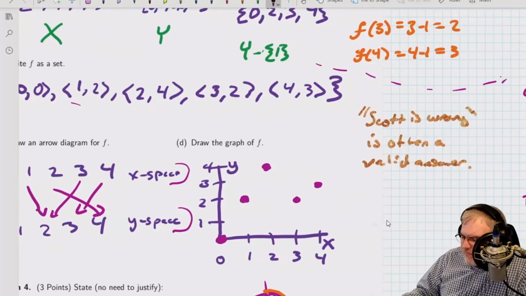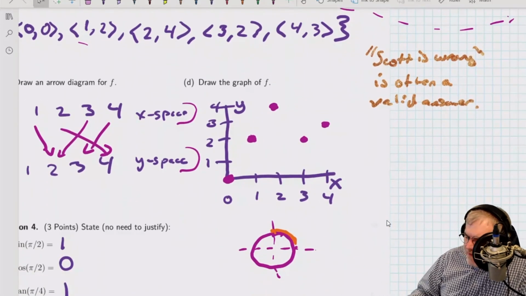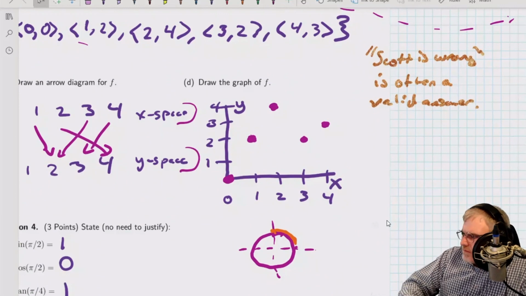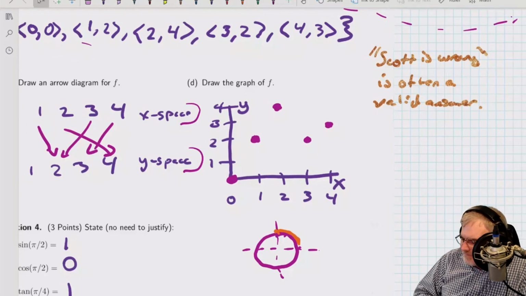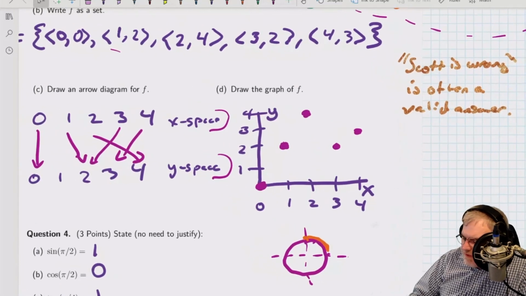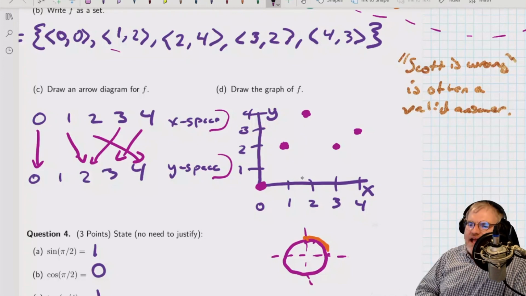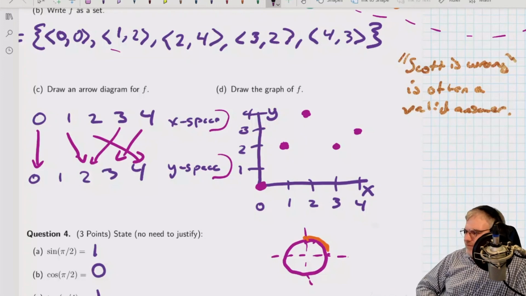Draw the graph of f. All right, well, the line. I'll get to the line in just a moment. 0, 0, 1, 2, 2, 4, 3, 2, 4, 3. Why did I not draw the line? What does the line say?